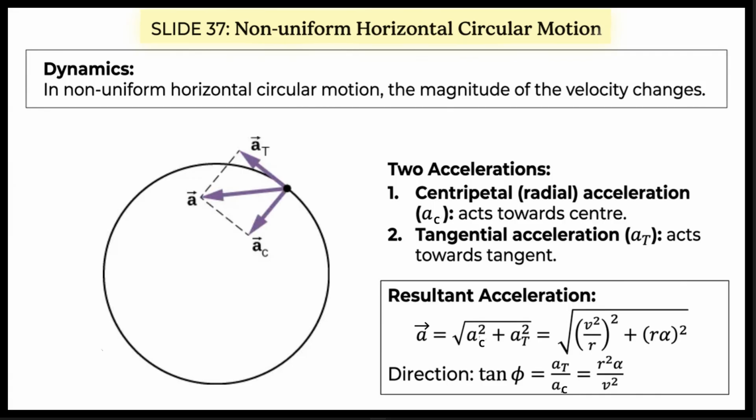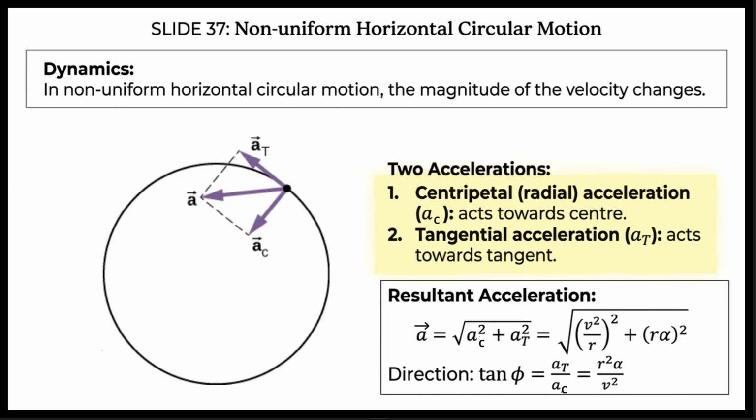Our focus now shifts to non-uniform horizontal circular motion. Looking at the dynamics involved, we see that in this specific type of motion, the magnitude of the velocity is no longer constant and changes over time. The coordinate diagram illustrates a point on the circular path where multiple acceleration vectors originate. Specifically, we must consider 2 distinct accelerations, acting simultaneously.